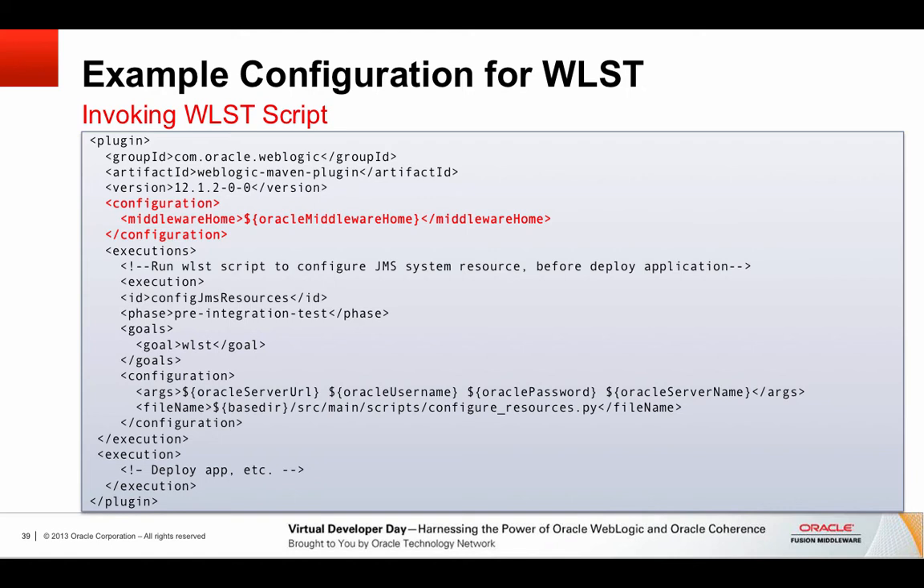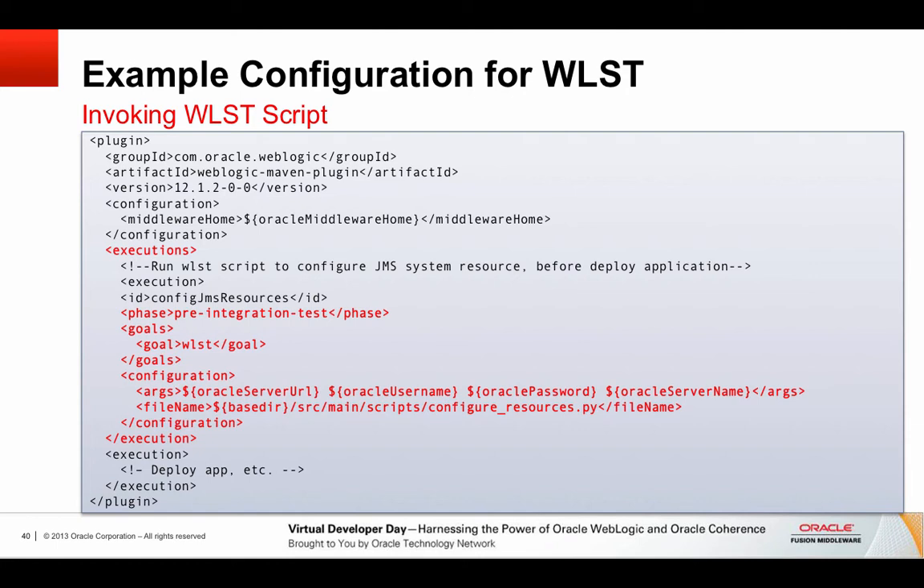In this case, I'm still doing a pre-integration test phase binding, but I'm executing the WLST goal. I'm passing the configuration, which is going to consist of the server URL, the username, password, etc. And then I'm specifying the name of the script file that contains the WLST commands to execute. What's important to note here is that when Maven goes through its phase bindings, it's going to look at the sequential order of them, and it will execute them in that order.